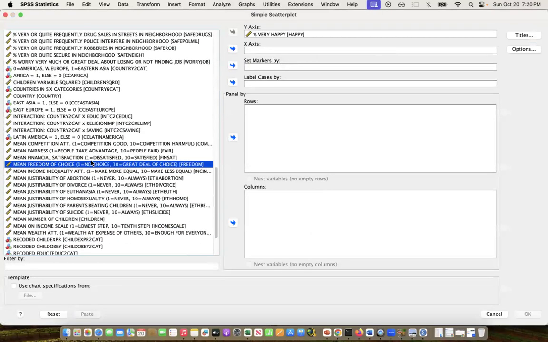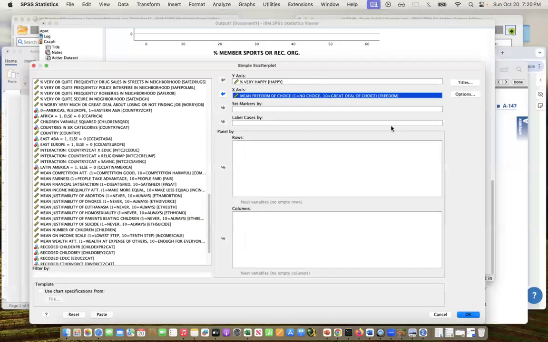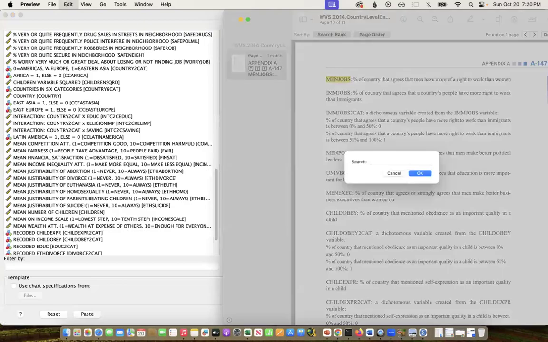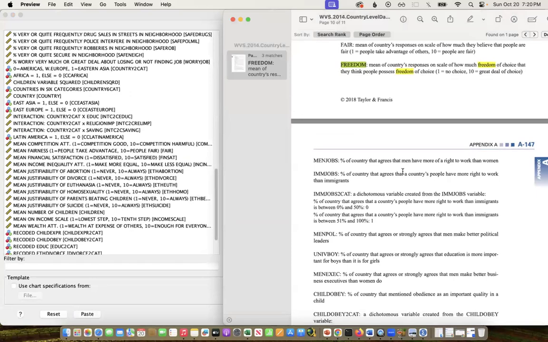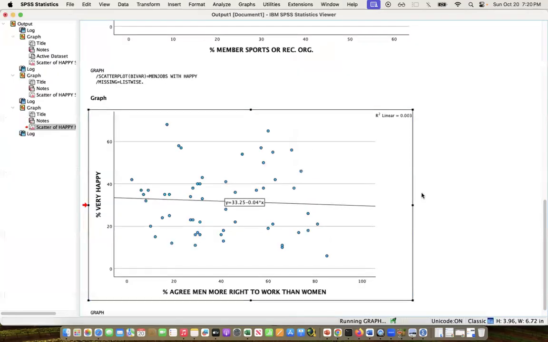So this one is freedom of choice. It's the average of a country's responses on a scale of how much freedom of choice they think people possess. So this was 1, no choice, to 10, a great deal of choice. And then those were averaged, so you're going to have a 1 to 10 that's an average of these.